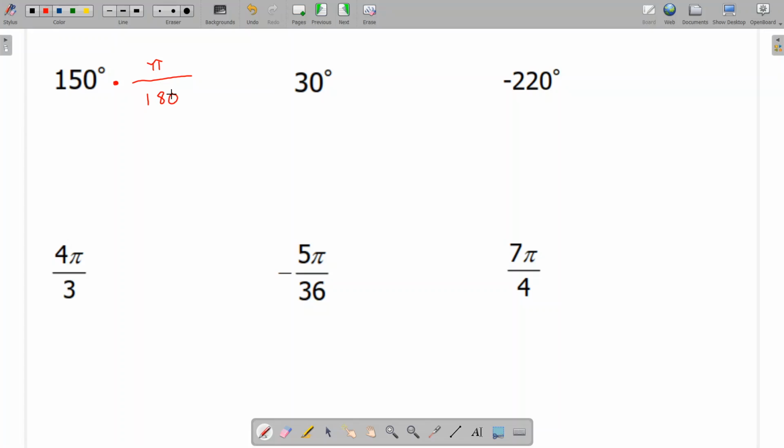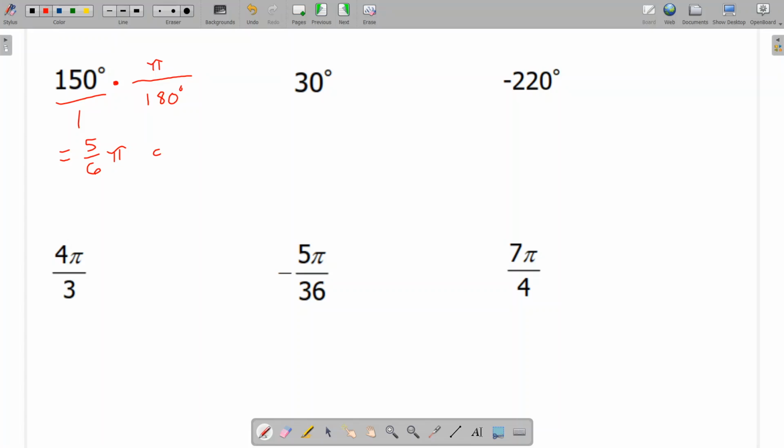Okay, and think about it like this. The degrees are on top and on the bottom, so that unit would cancel out, leaving us with radians. So really, I just need to reduce this fraction here. Okay, 150 over 180 would reduce to 5 over 6. So this is really just 5 over 6 pi.